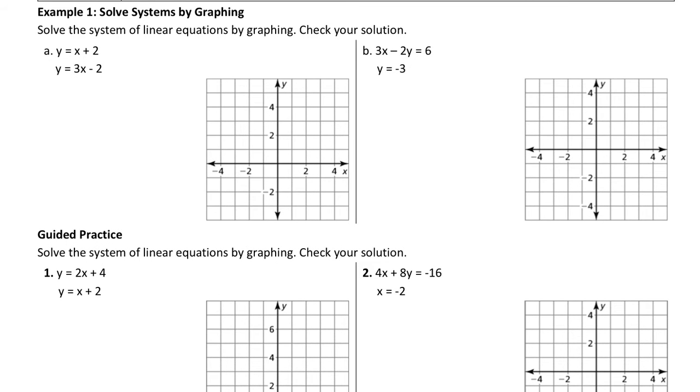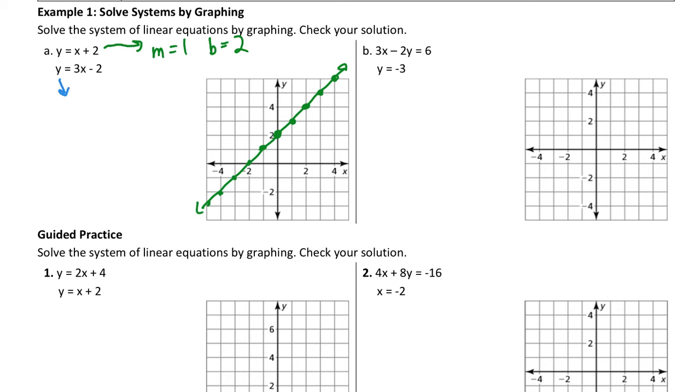So in part A of example 1, we are going to graph these two equations. These two equations for part A are in slope-intercept form. So it's important to know for the first equation, the slope is 1, the y-intercept is 2. So to graph that, I graph the y-intercept and I count the slope. And I'm marking each point just to make it easier for me to draw a straighter line. Okay? So that's the first equation.